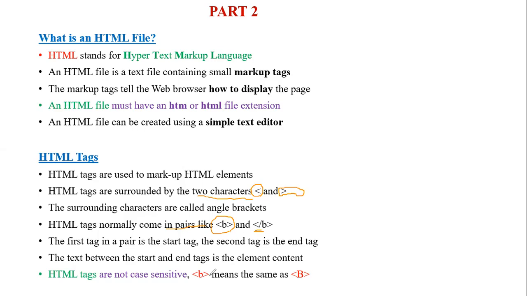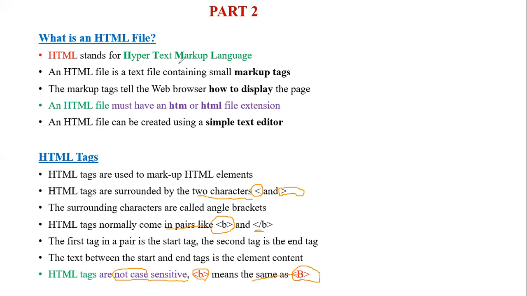Sometimes we use small letters, and sometimes you can use big letters. See, here is a small b, here is a big B. No problem, you can use the small one or the big one. That's why HTML tags are not case sensitive. Not case sensitive means you can use small or big; it means the same. Small b is the same as big B.